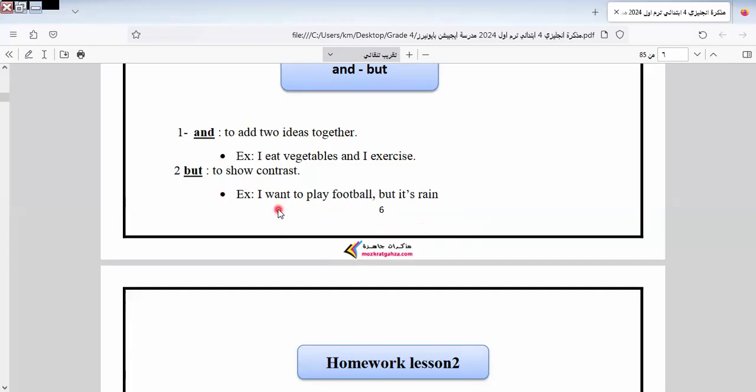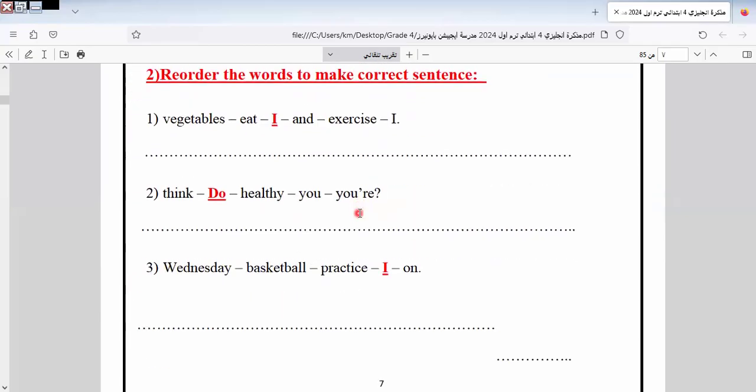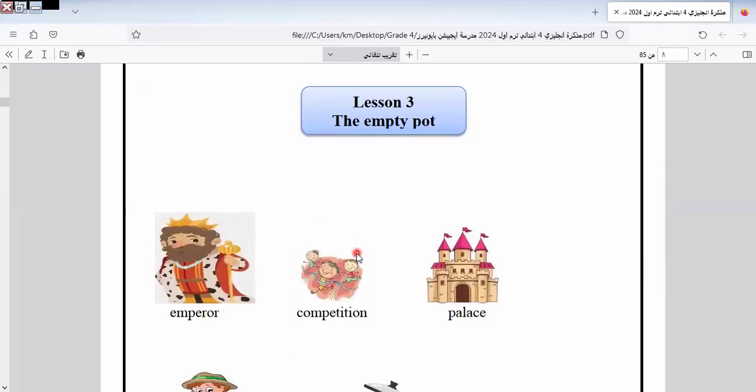Here we have I want to play football, but it's raining. I would like to play football, but we have rain, so I can't play football. Here is but to show contrast. So this is the difference between and and but: and adds 2 ideas together, but shows contrast between 2 sentences. Let's go to another item in this unit.